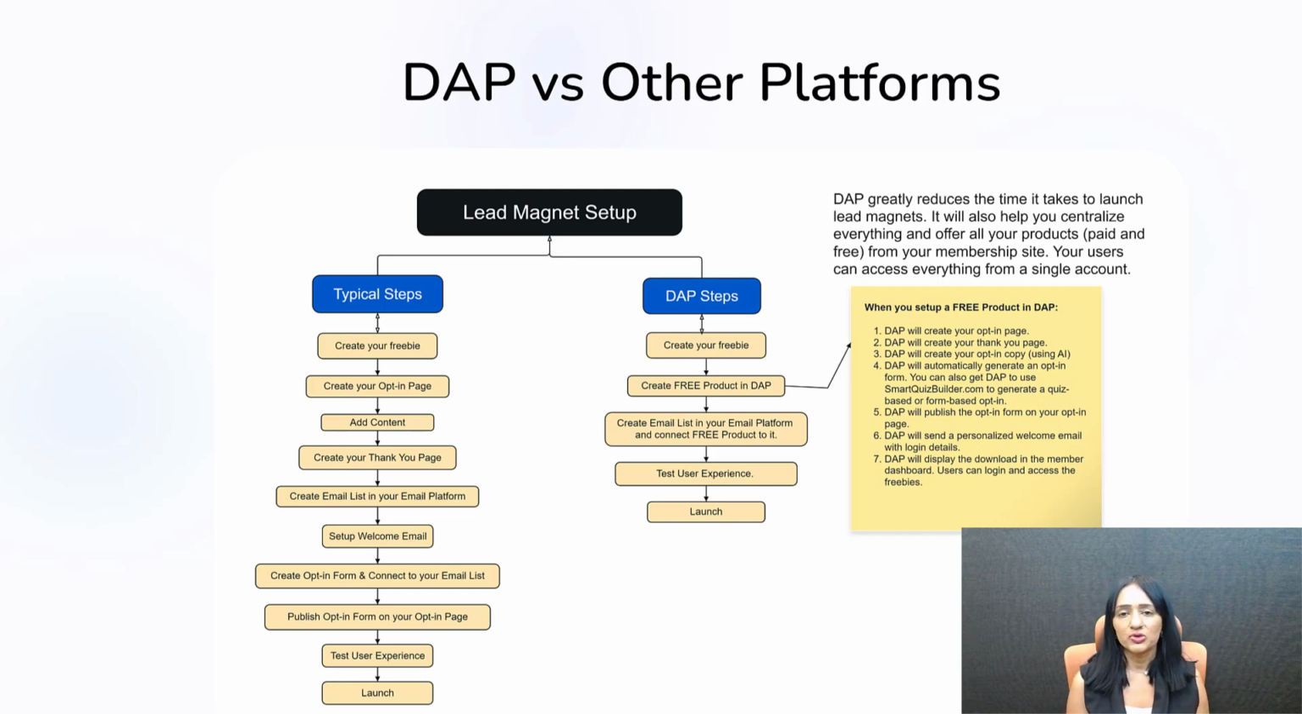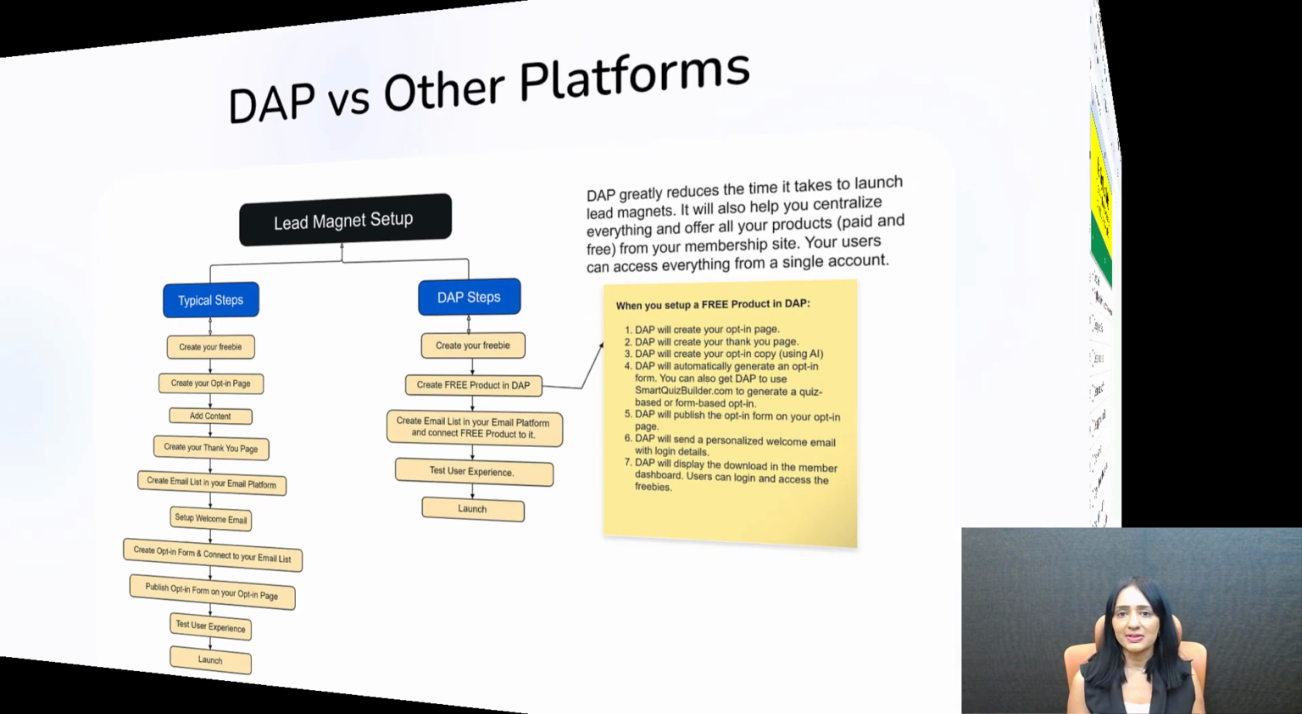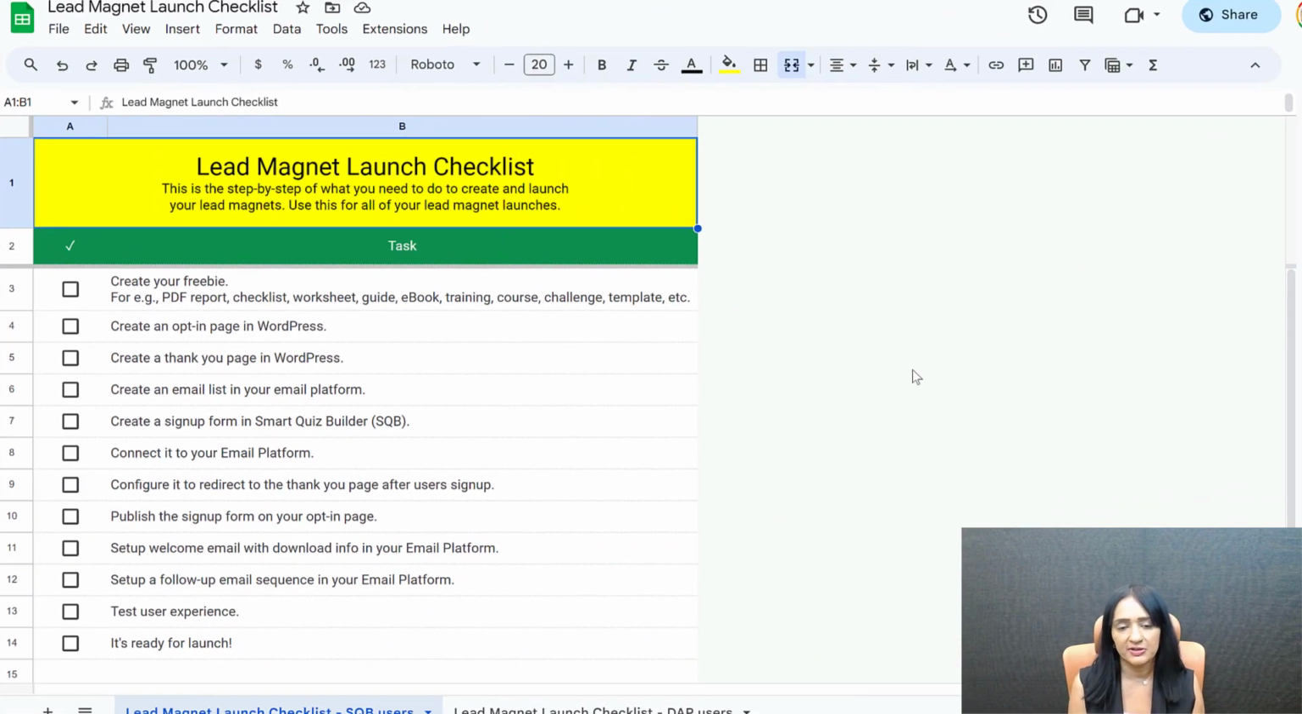Let me take you to the back end to show you step by step how easy it is to set this up. All right, so say that I have this checklist. This is the resource. I want to offer this as a lead magnet. I want to add this as a lead magnet and offer it from my membership site using DAP. Let me show you what the steps are here if you use DAP.